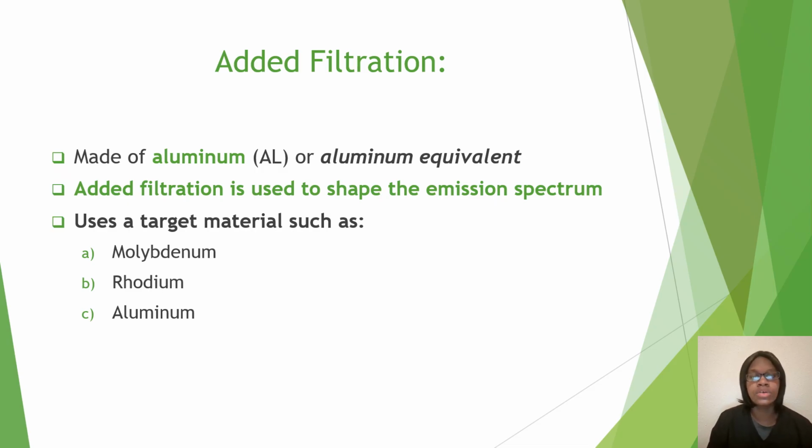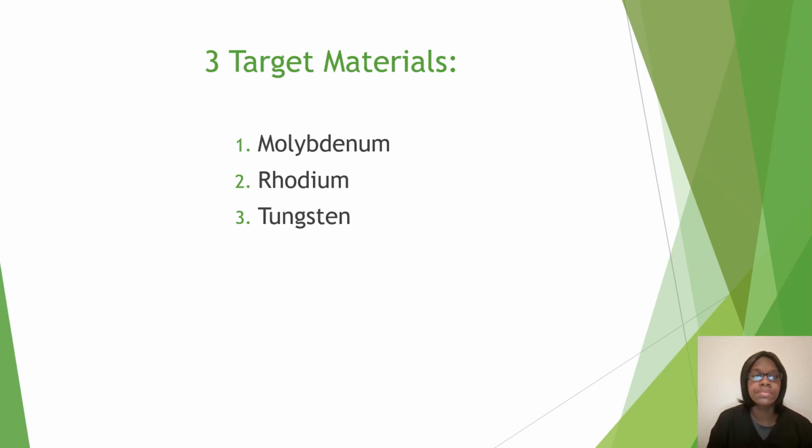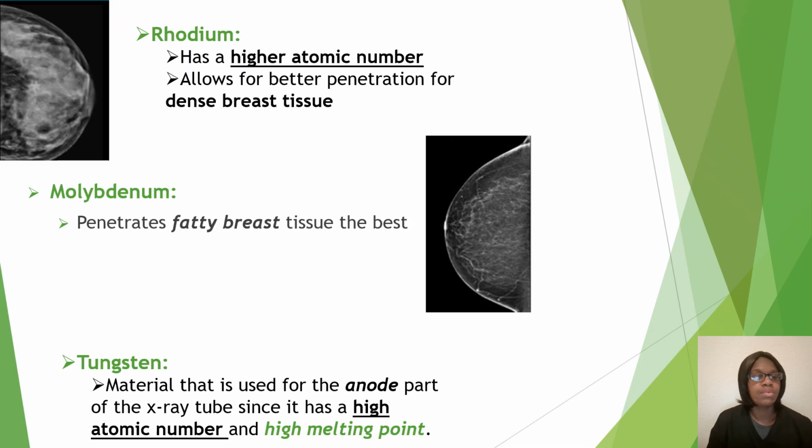The filter material is going to remove those low energy X-rays from the beam, like I was saying, in order to improve the image quality and also reduce the patient radiation dose. So the three important target materials are molybdenum, rhodium, and tungsten. I just want to make sure that you all understand and know it. Now we have to break it down, because each one of these target materials does something different and is useful for different breast densities.